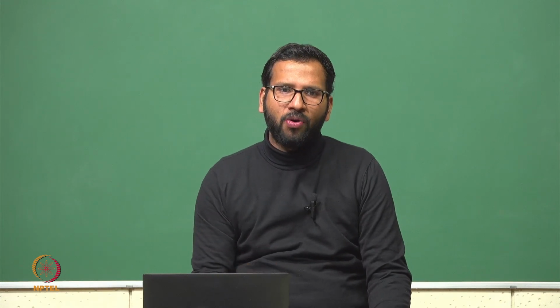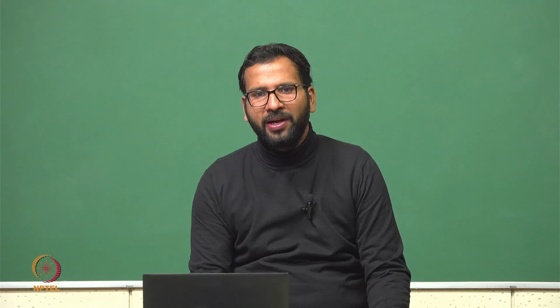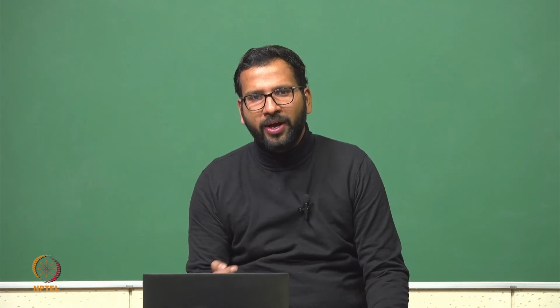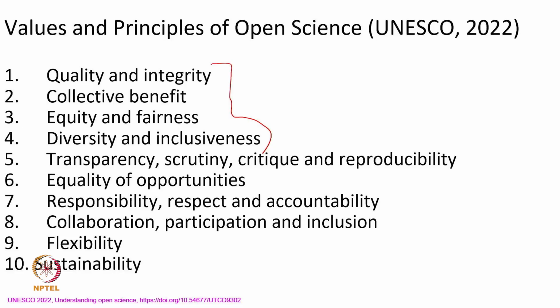Then the fifth is flexibility. Flexibility promotes the idea that not one kind of format and structure is applicable to all. So it encourages exploring different pathways following the core values. And the last principle is sustainability. It encourages building long-term infrastructure, services and funding models so that the global scientific community from all the geographical regions is included. So these are the four values and six principles of open science as given by UNESCO.